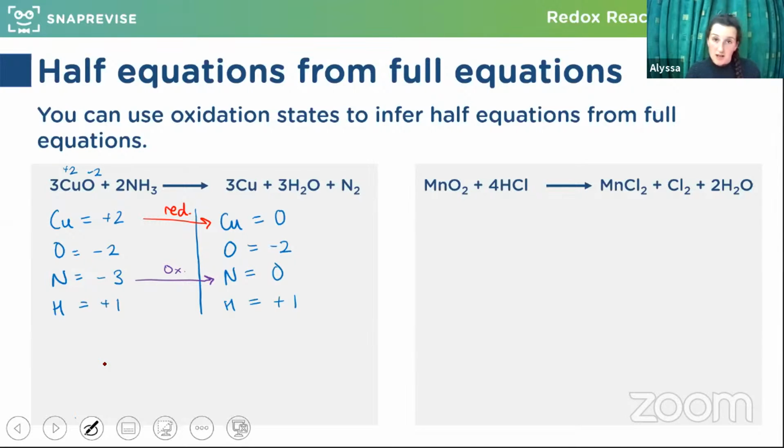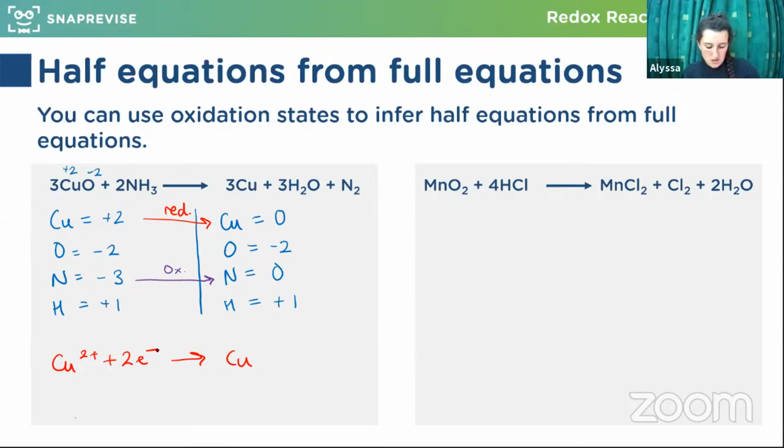Right, so let's write an equation. Copper has gone from Cu2+ to Cu0, so to normal Cu. How has it done that? Well, hopefully I can see that my copper ion must have gained 2 electrons to become a neutral copper atom, and I know that this is reduction anyway. The gaining of electrons is reduction.